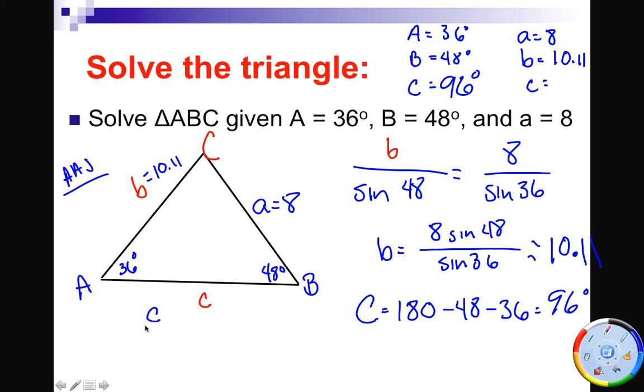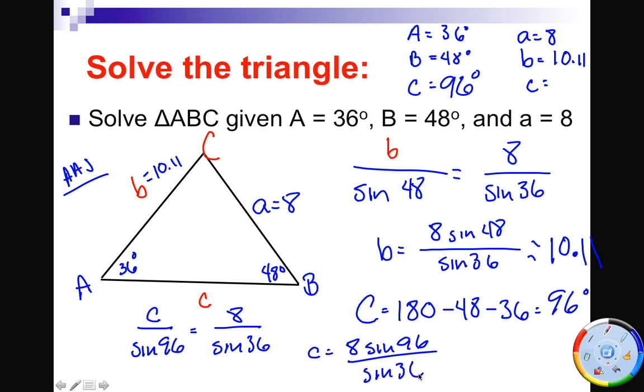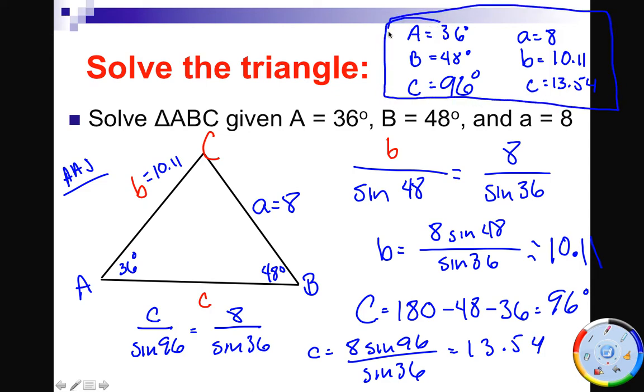So what we want to do is say little c over the sine of 96 is equal to 8 over the sine of 36. Multiply by sine of 96 tells me that little c is 8 times the sine of 96 divided by the sine of 36. And that is, really quick, 13.54. So I come up here and I fill in my last little box. And I go, hey, I've solved this triangle because I know all 6 parts to my triangle now.